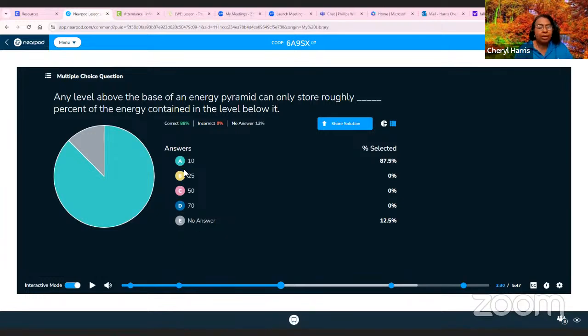All right, so we just talked about it. It should be 10%. They can only store 10% of the energy that they consume. So you eat a whole organism, but you don't get all of that energy from that organism. You use some of it. Some of it is lost. Your body radiates heat, so some of it is lost to heat in the environment and the rest of it is used for body processes. Thank you. I got 100% now.